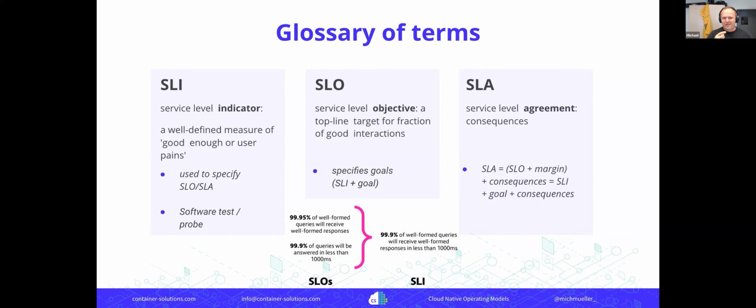The SLI is a service level indicator that's end user facing. So that's the measurement where I say what is good enough for my users, or basically what's the acceptance level of user pain. They usually consist of multiple SLOs, and then you form an SLI, as you can see on this one here, 2 SLOs, 1 SLI. And the SLI is basically an indicator for my user pain.